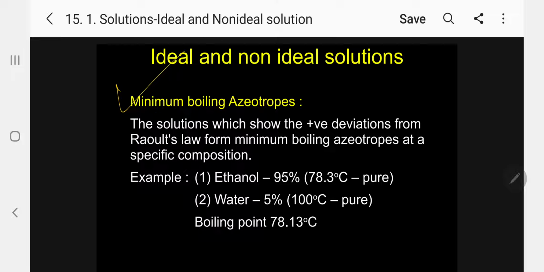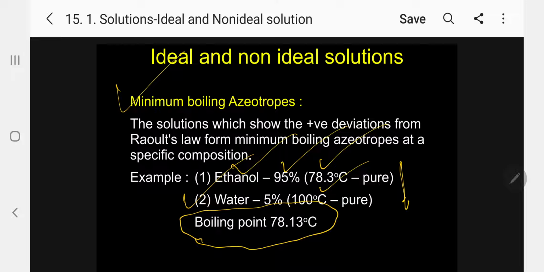Minimum boiling azeotropes. I told you ethanol 95%, 78.3, and water is 5%, 100 degrees pure. So what is happening now? The pure alcohol boiling point is 78.3. Pure water, 100 degrees. So when you mix these two and distill by fractional distillation, the liquid that comes out will have a boiling point of 78.13.